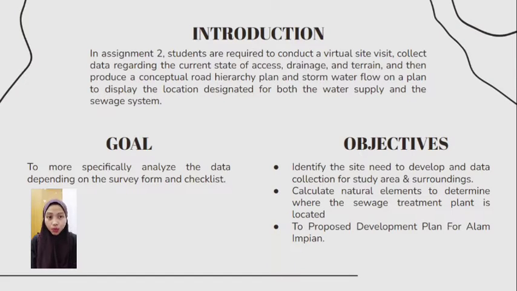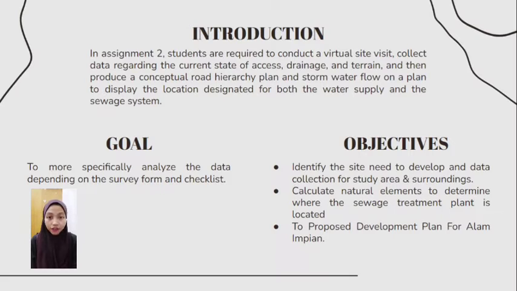In assignment 2, we are required to conduct a virtual site visit, collect data regarding the current state of access, drainage and terrain, and then produce a conceptual road hierarchy plan and stormwater flow plan to display the location designated for both the water supply and the sewage system. For the goal, to more specifically analyze the data depending on the survey form and checklist.